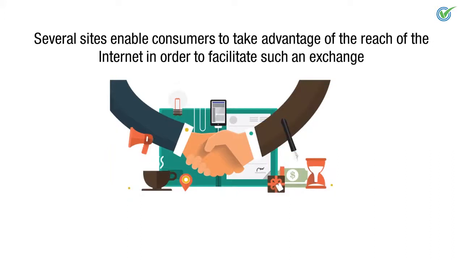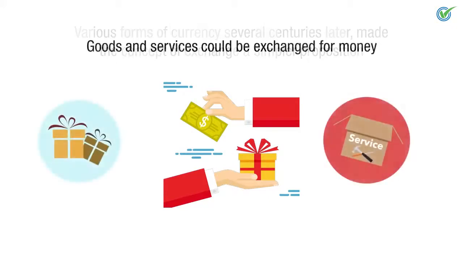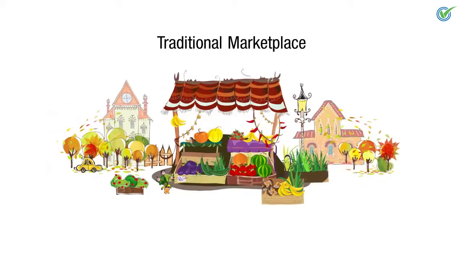While the barter system introduced consumers to the concept of exchange, the introduction of various forms of currency several centuries later made the concept of exchange a simpler proposition. No longer was a match of needs required. Goods and services could be exchanged for money, and the traditional marketplace was born.